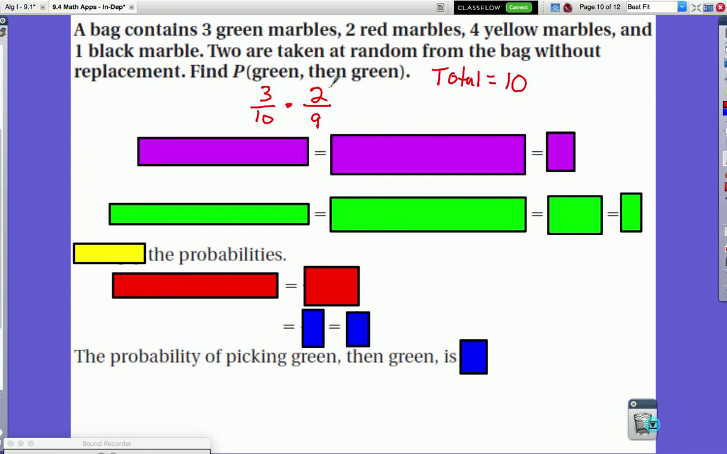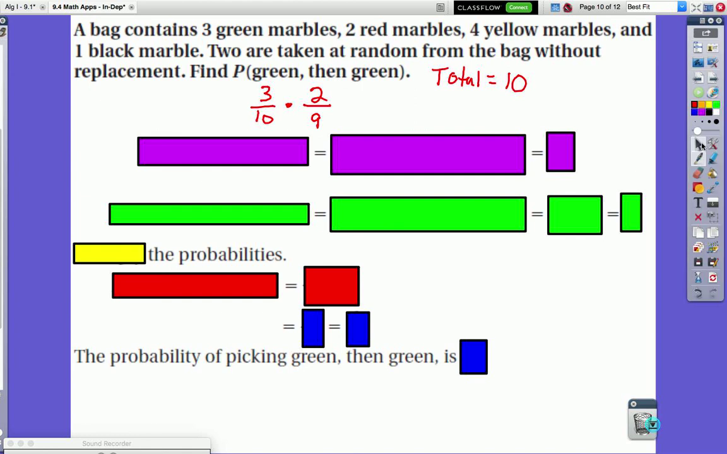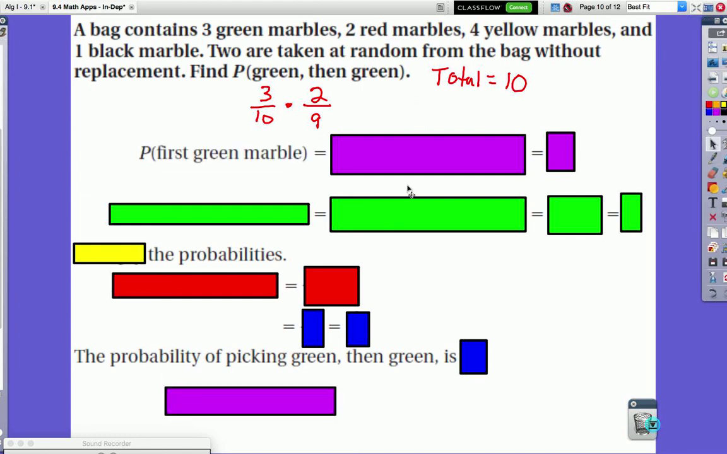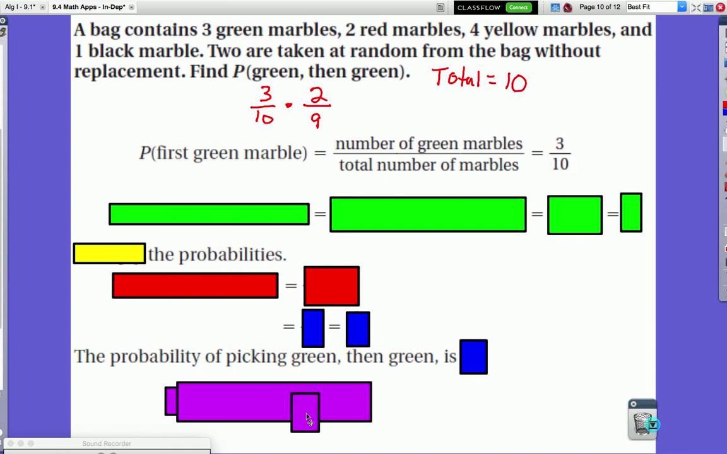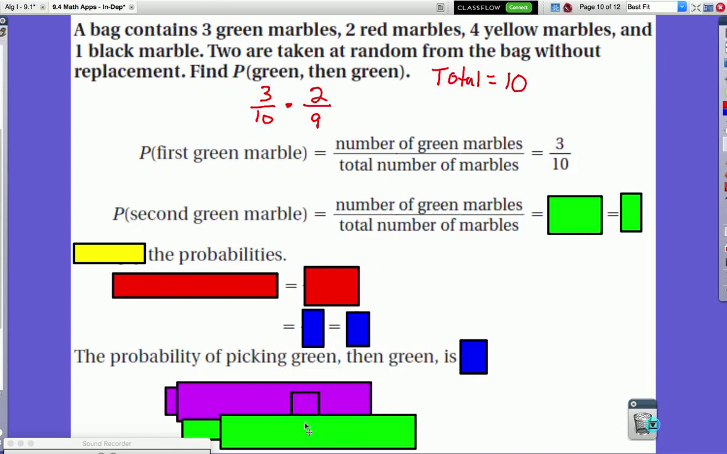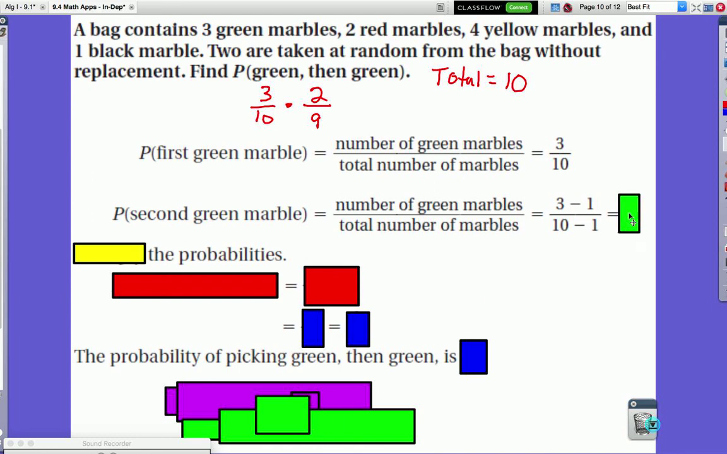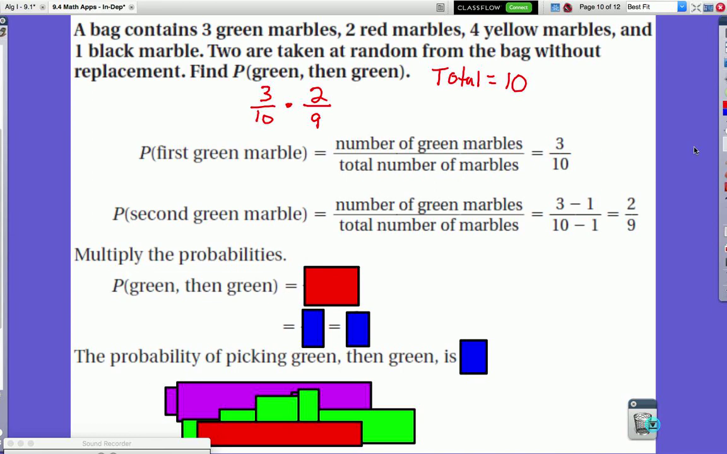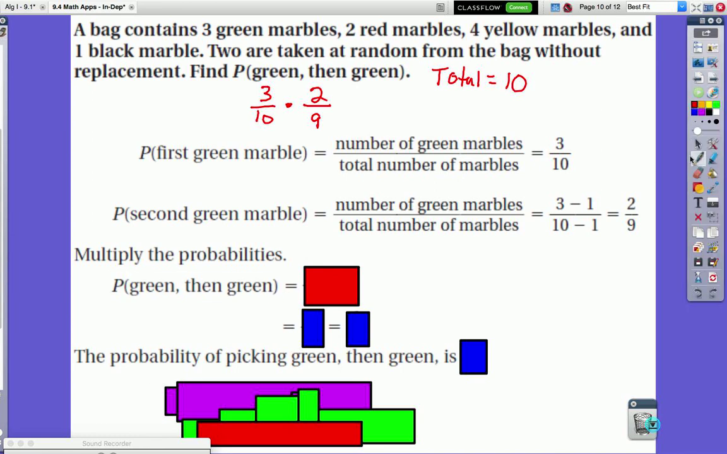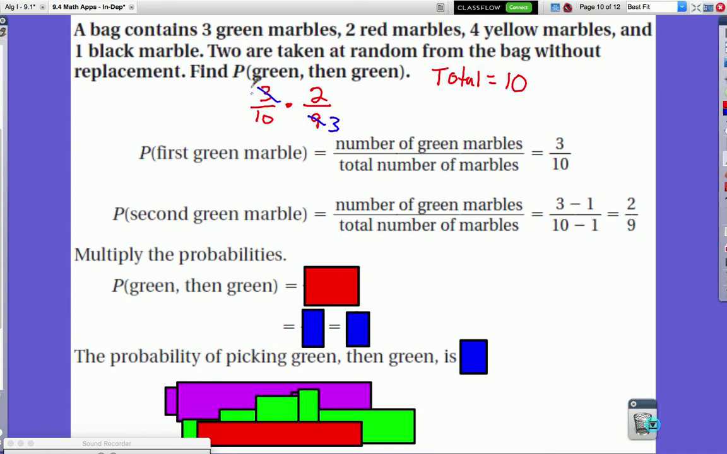So notice how our chances change from 3 out of 10 to 2 over 9, and then we just multiply them. All right, so basically again, first marble, like I just said, 3 out of 10. Second marble, there's only two left that are green. Now 9 marbles. Multiply the probabilities. You can cross cancel or cross simplify. So that's what I would do. I would take 3 goes into 9 3 times, 2 goes into 10 5 times, so 1 times 1 is 1 over 5 times 3, 15, and that is your probability.